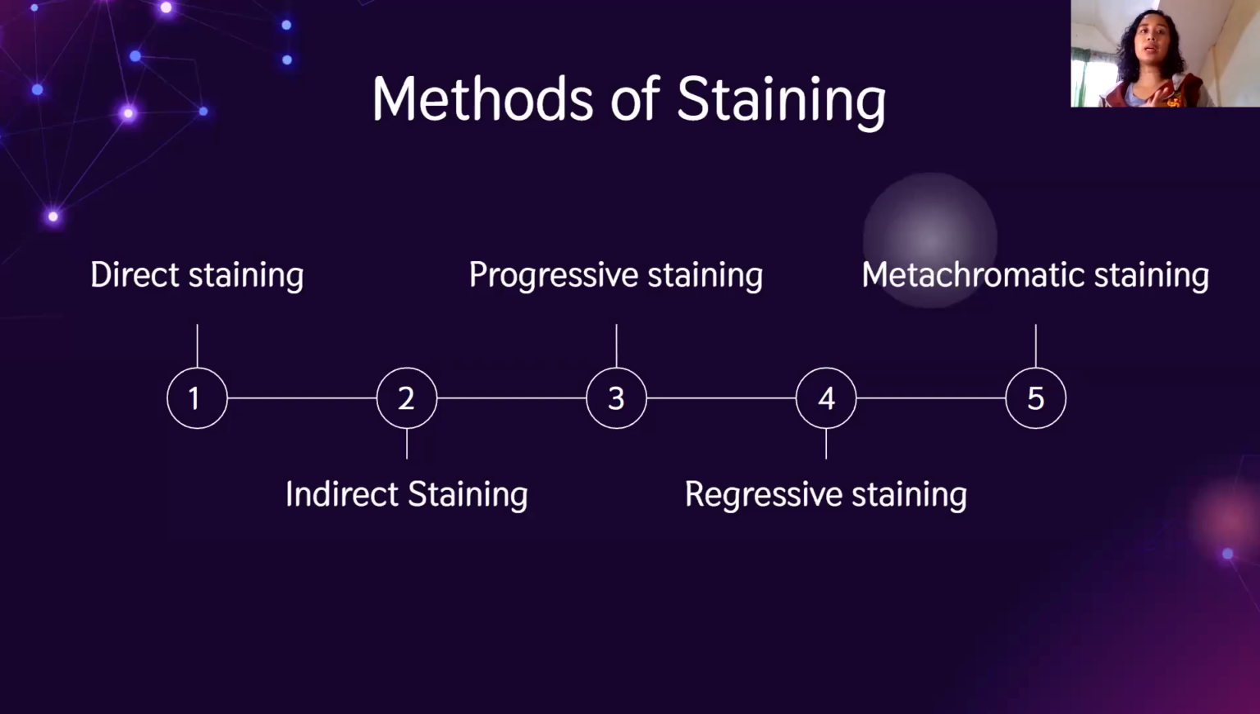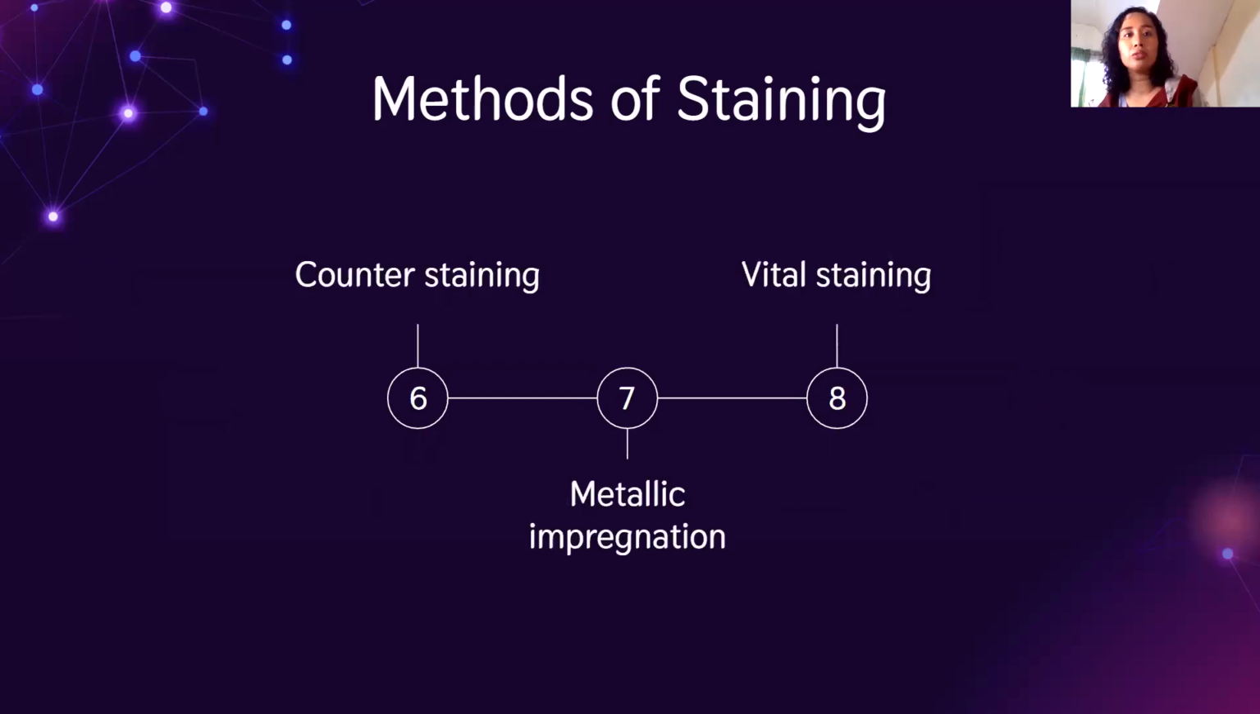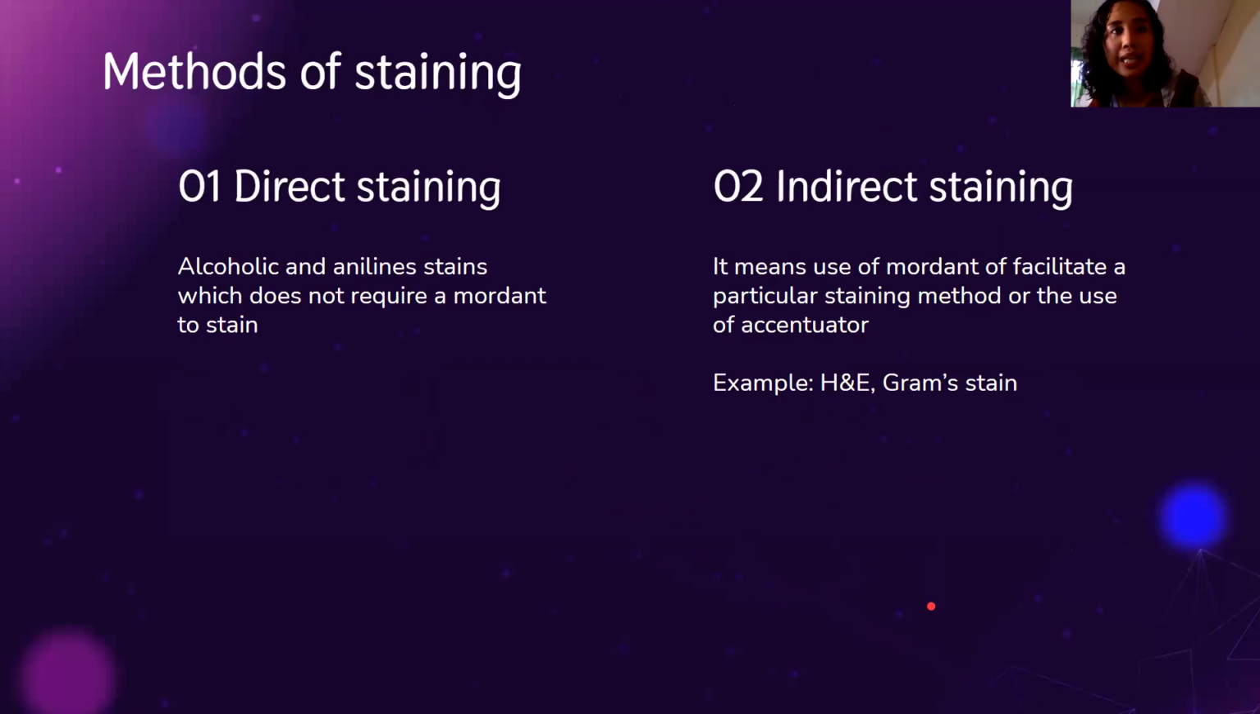So we have different types of methods of staining. We have eight: direct and indirect, progressive and regressive, metachromatic staining, counterstaining, metallic impregnation, don't get confused, there is suddenly impregnation here, and vital staining. Direct stain does not require a mordant. Indirect staining, guys, needs a mordant. A mordant is needed to use it.